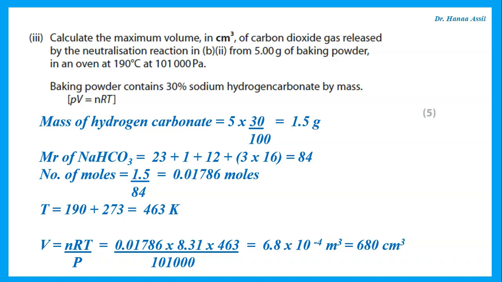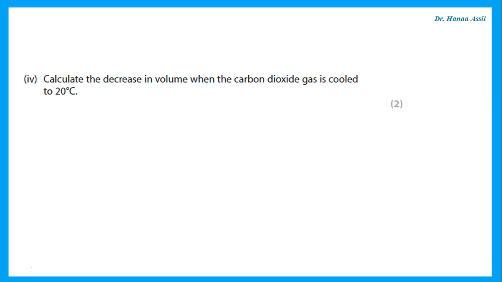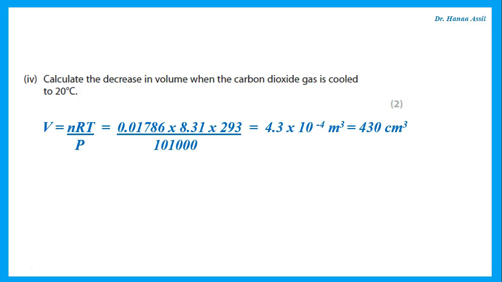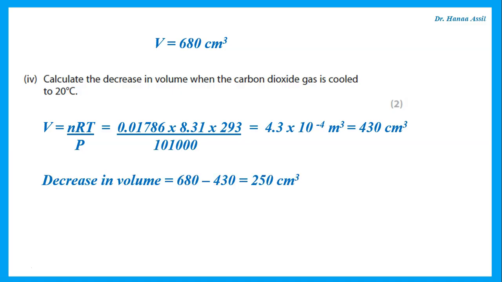680 cm³. Then, the volume when the carbon dioxide gas is cooled to 20 degrees Celsius. So that means I need to get the volume when the temperature is 20. Same number of moles, 8.31. Now the temperature is 20 plus 273, that comes out to 293. Same pressure, I get the volume is 430 cm³. Now, the one we calculated before was 680, so the decrease in volume is just the difference between them.